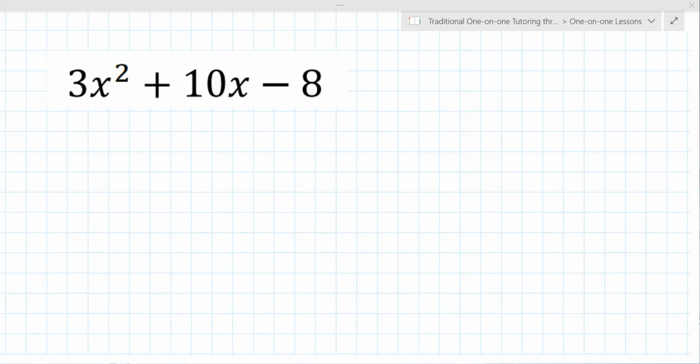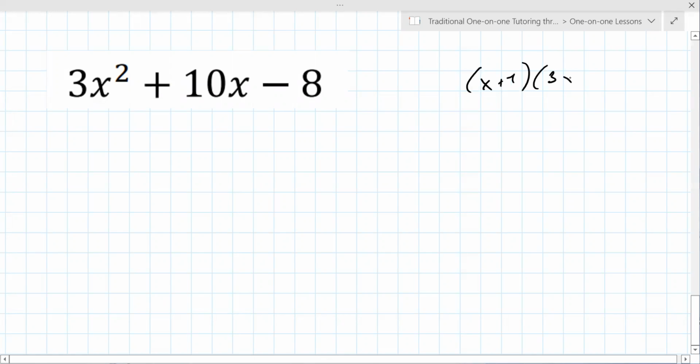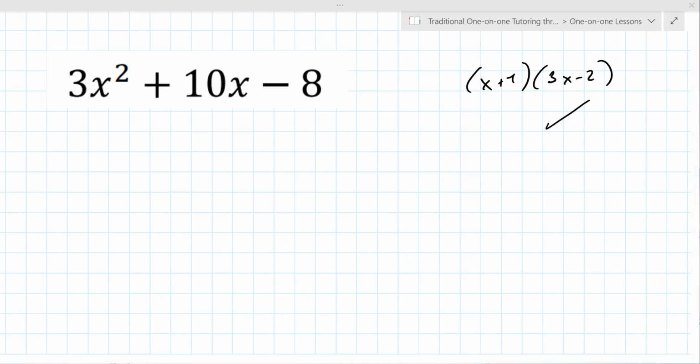X plus 4 times 3x minus 2. Like this? Yes. Okay, it's looking pretty good here. 12x, yeah. So that does work. Did you follow the approach that I recommended? Yes, I did. Okay, because you can also guess and check, and this one does work out pretty nicely.